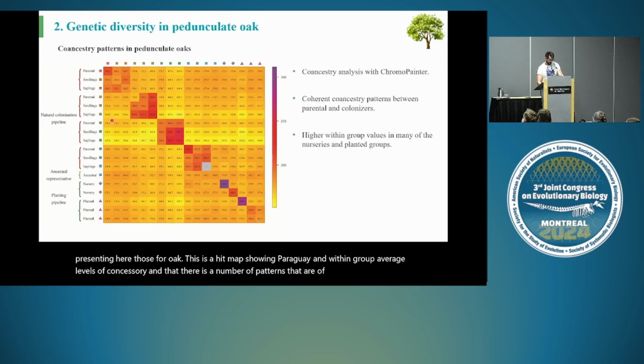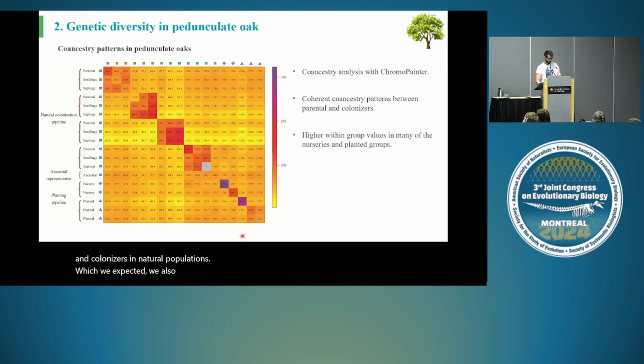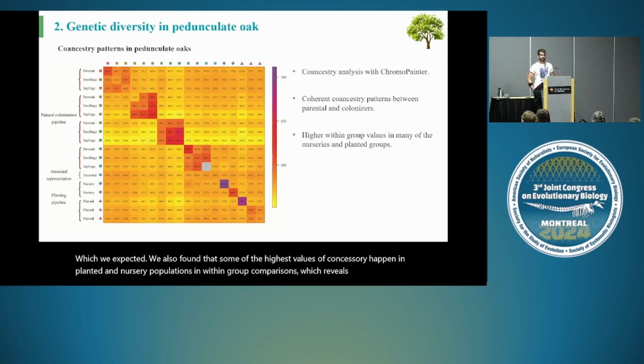First of all, you can see that, right? Yes. First of all, we have these 3x3 squares along the diagonal in the upper part of the heat map, which basically represent higher co-ancestry values in between parental trees and colonizers in natural populations, which we expected. We also found that some of the highest values of co-ancestry happen in planted and nursery populations in within group comparisons, which reveals that, at least in some cases, these trees have a common provenance.